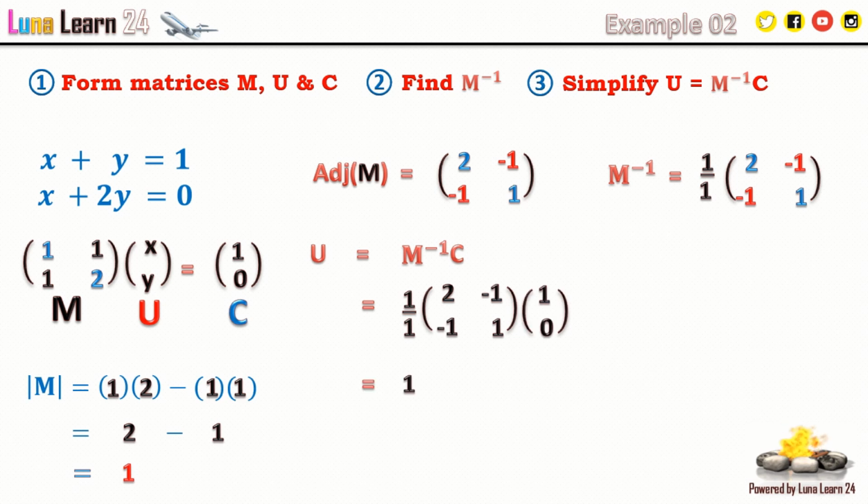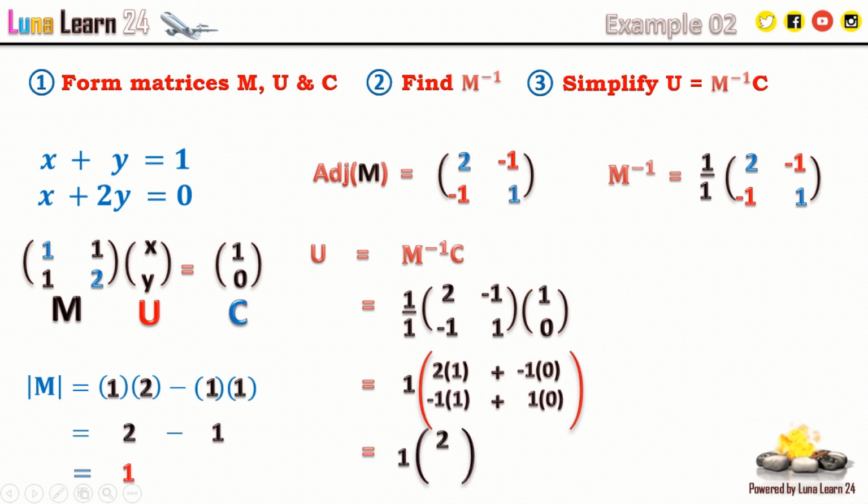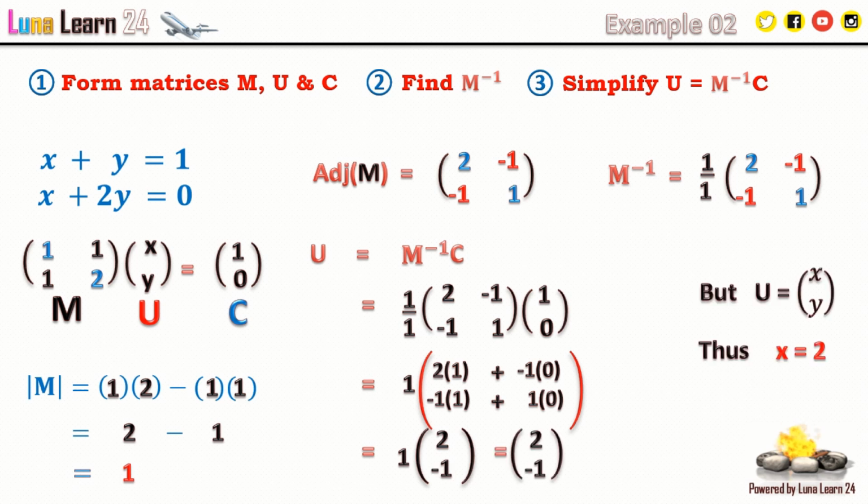To simplify, we're going to have 1 divided by 1 is 1, right? So now we have 2 times 1 plus negative 1 times 0. Then we have negative 1 times 1 plus 1 times 0. So our results are 2, negative 1. Therefore, from here, our x is 2 and our y is negative 1. Simple, right? You see how easy this thing is.